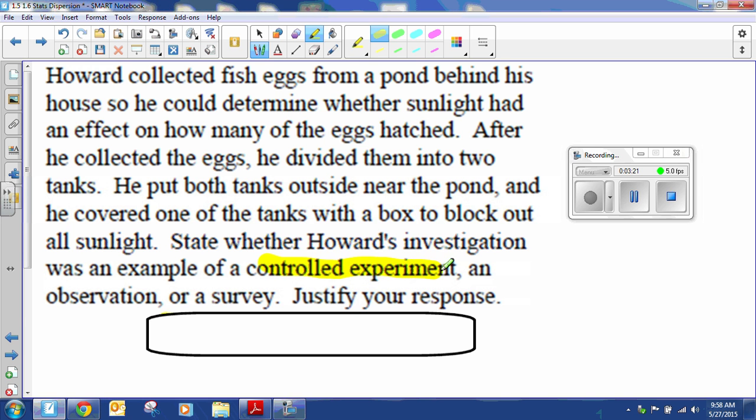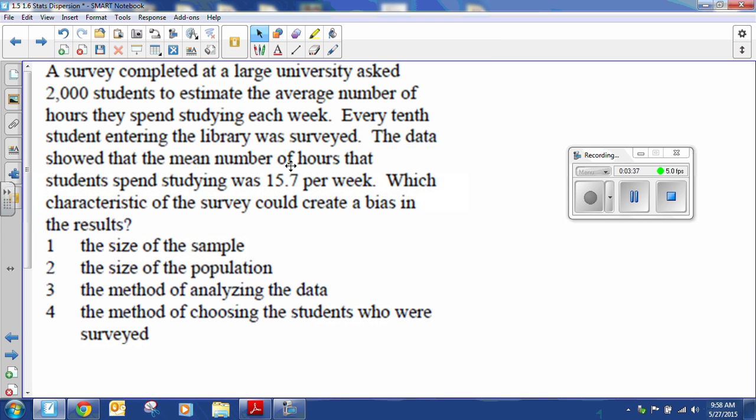Well, this is a controlled experiment because he divided the eggs into 2 groups, and one of them blocked out the sun and the other one stayed the same. A survey completed at a large university asked 2,000 students to estimate the average number of hours they spend studying each week. Every 10th student entering the library was surveyed. The data showed that the mean number of hours that students spend studying was 15.7 per week. Which characteristic of the survey could create a bias in the results?